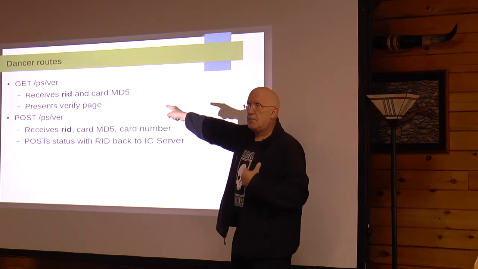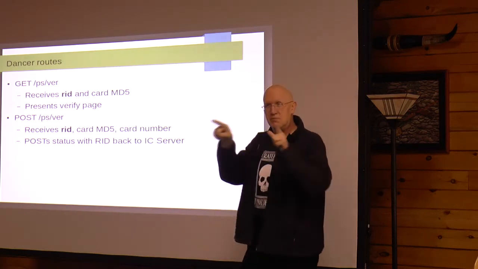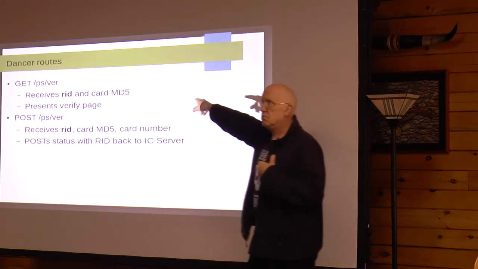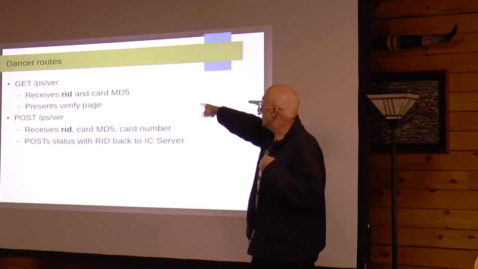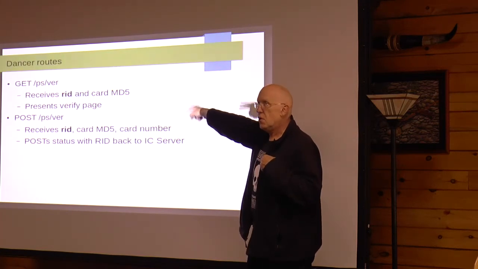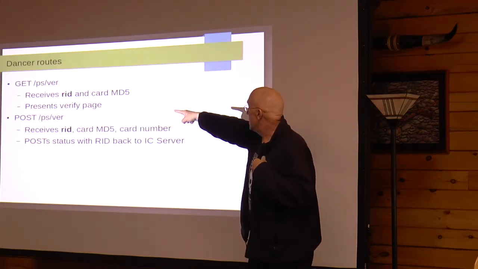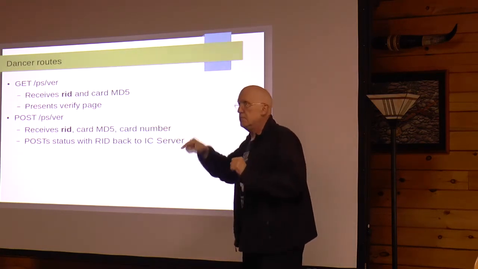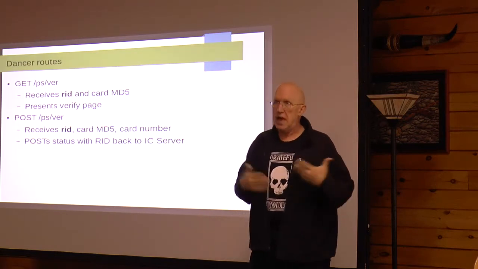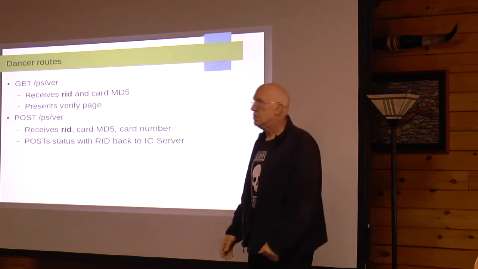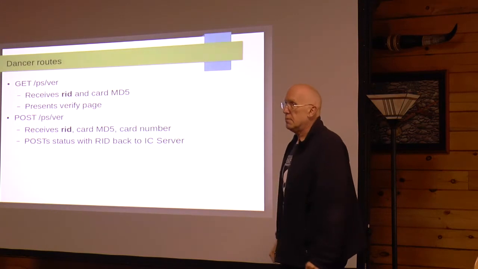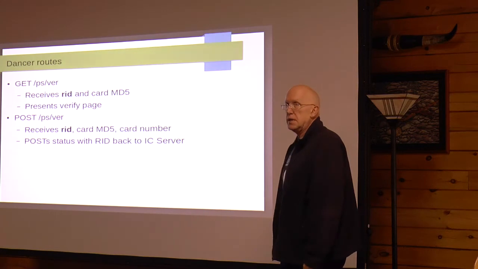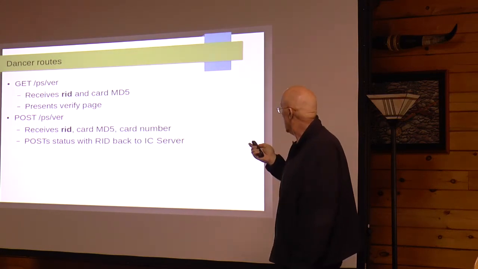We present the verify page. The verify page will say, please put in your credit card number. It then checks that against the MD5 sum, and the vendor secret is involved in this process as well. Then it says, okay, yes, this user has that card, and does a post back to the Interchange server saying the user has verified that card number. That allows you, if you're using warehouse cards, to implement the shipping address check easily.